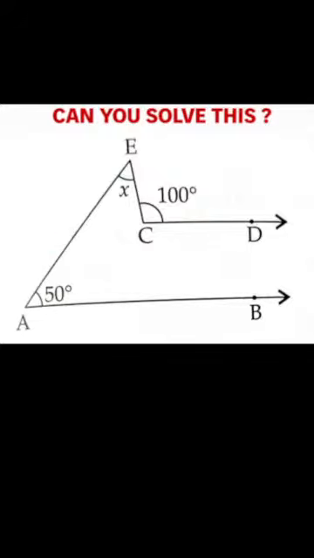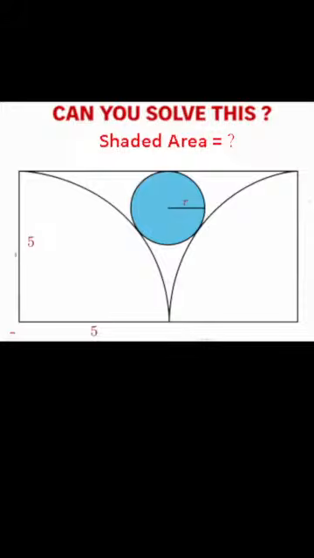We'll move to the next. Let's have the next one. Let's see how many of you can answer that. Let's have this. Look, you need to solve for the shaded area here. This much length is given to you, this much length is 5. This much length is also 5 because they are the radius of this quadrant.